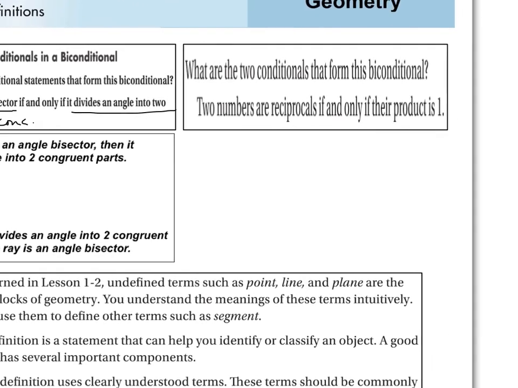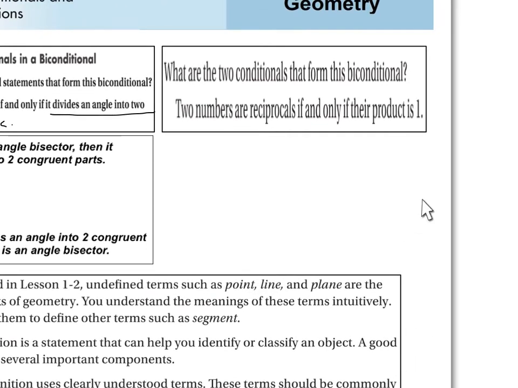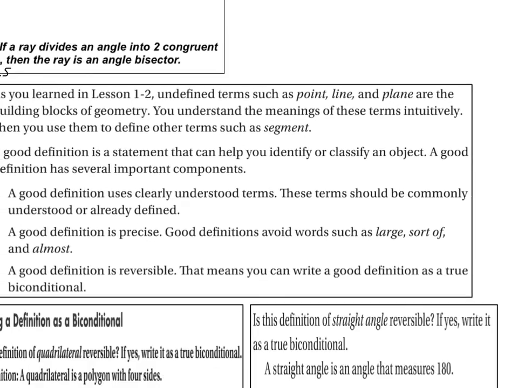All right, this one here, I want you guys to be able to do on your own. Before you come to class tomorrow, be able to write the converse and the conditional for this statement: two numbers are reciprocals if and only if their product is 1. Okay, so let's go to the next part here.